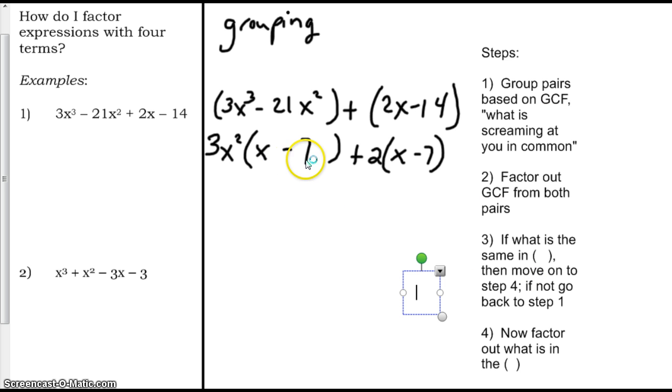Alright, so in the parentheses we have an x minus 7 and an x minus 7. So that is the same. So we're going to go ahead and move on to step 4. If this was not the case, that means we have to start again. This is the whole goal here. You want what's in these parentheses to be the same.